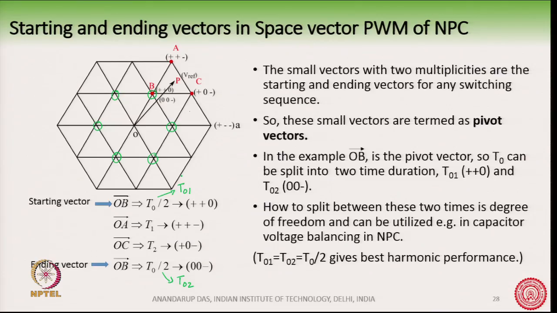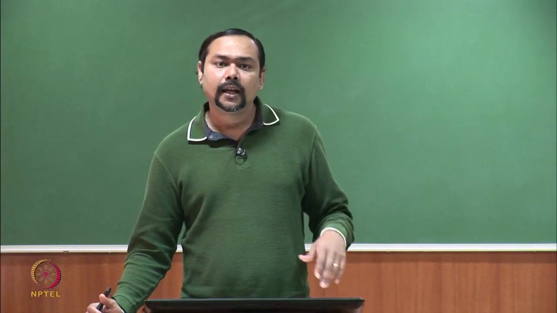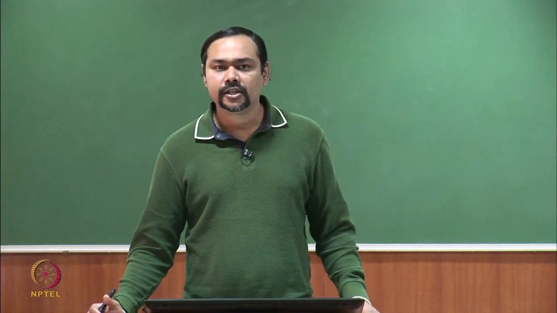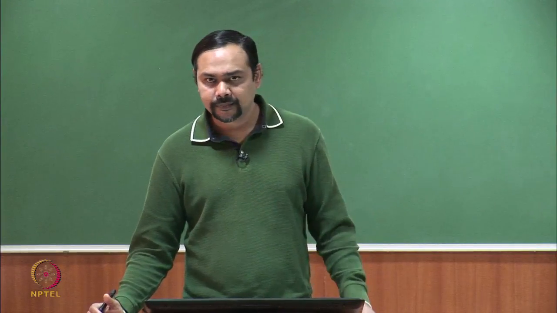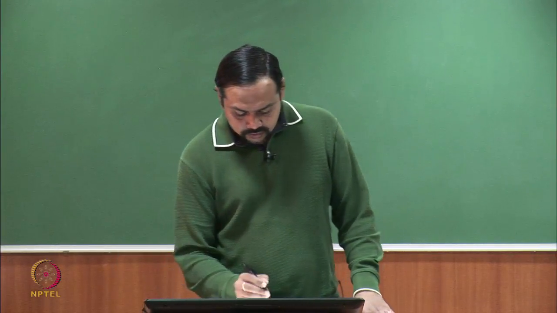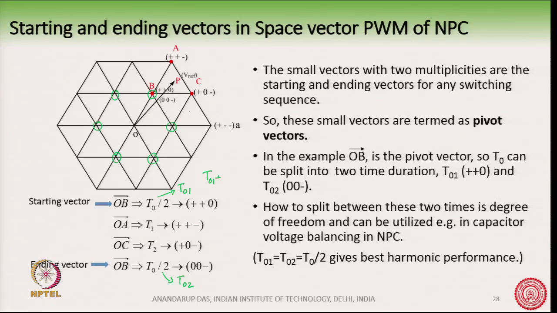Okay. We can choose any value of T01 and T02 as long as T01 plus T02 is equal to T0. Okay. So, T01 plus T02 is equal to T0. As long as this is satisfied, then we are fine with it.